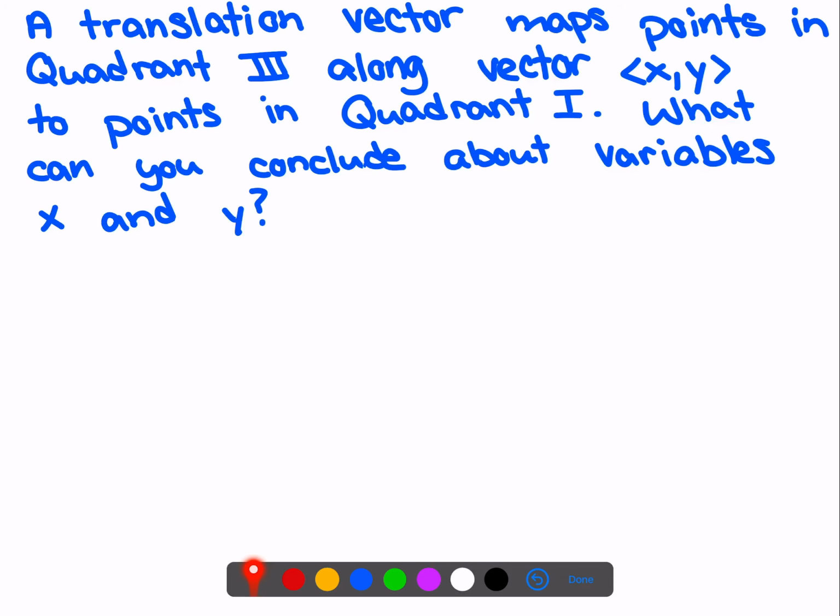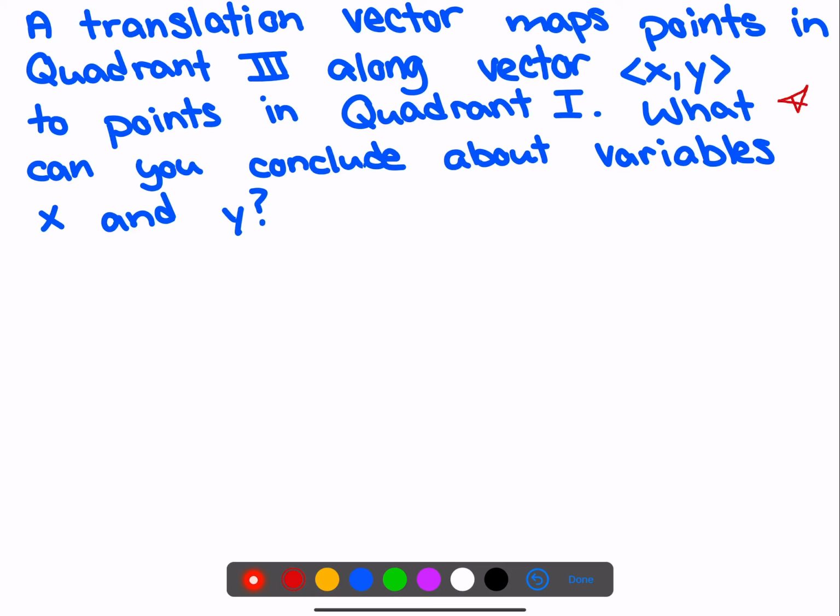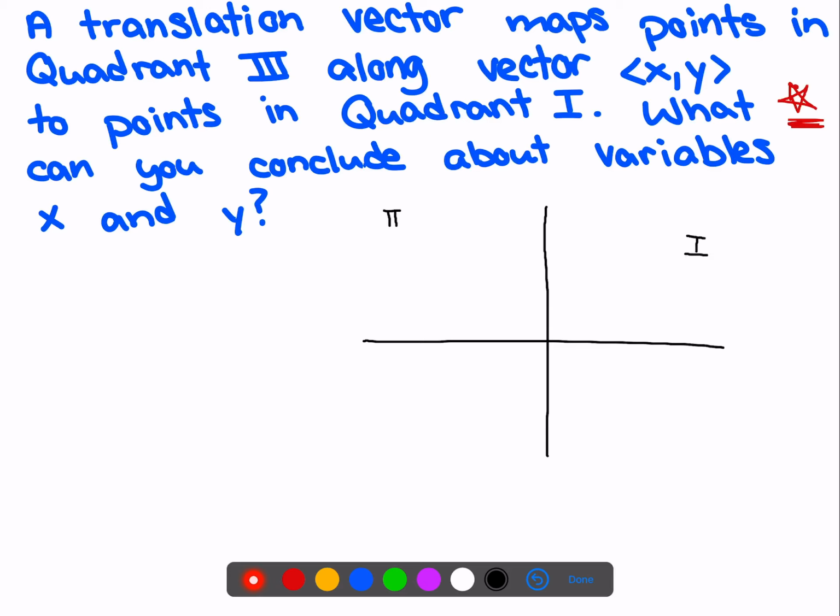All right, our final question for the day. This one is important, so take note of it. So for this one, a translation vector maps points in quadrant 3 along vector xy to points in quadrant 1. What can you conclude about the variables x and y? So I know that we're starting in quadrant 3 over here, and we're moving to quadrant 1 somewhere over here. Now, if I'm traveling along this vector, I know that x is going to the right because I must move to quadrant 1, which is to the right of quadrant 3.